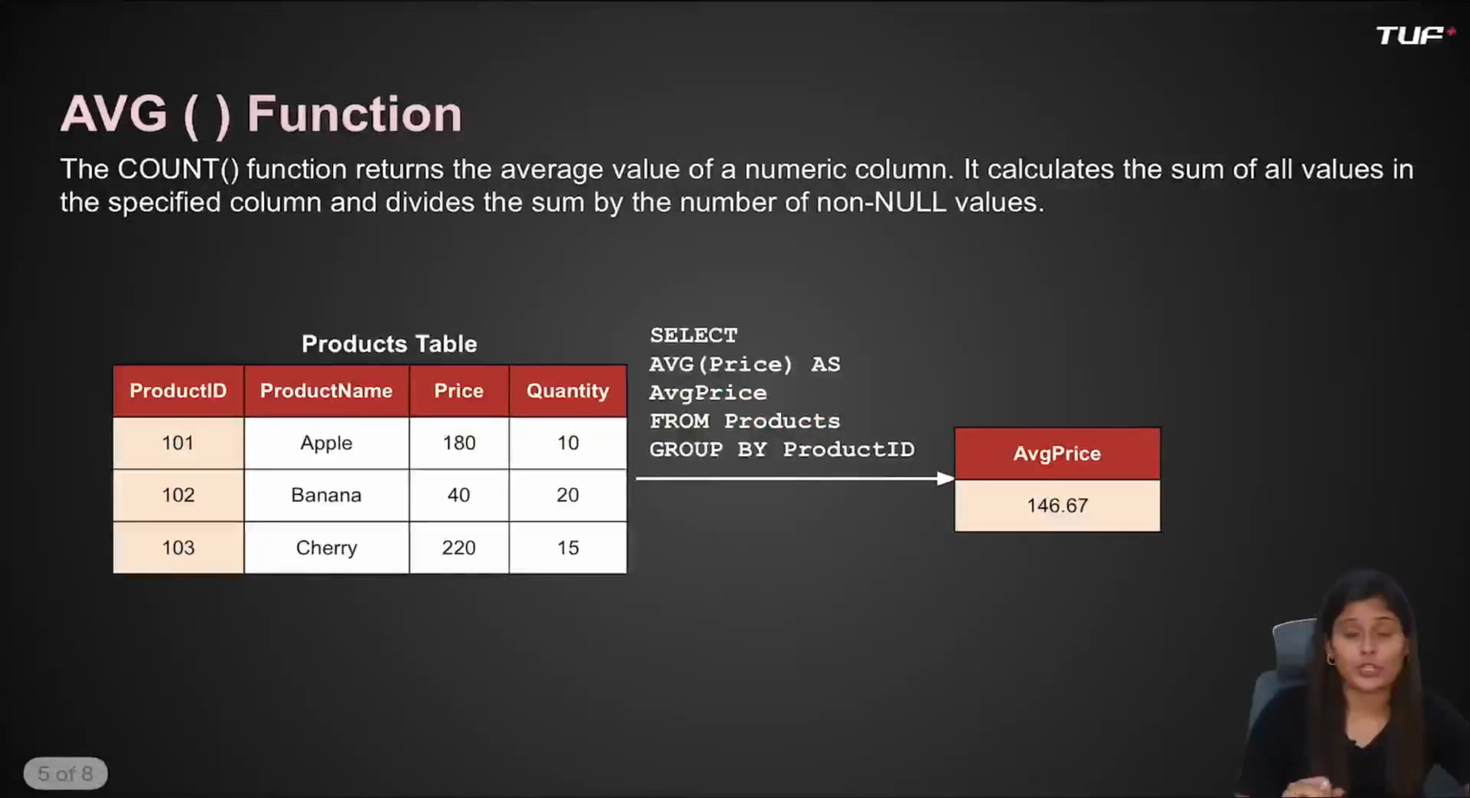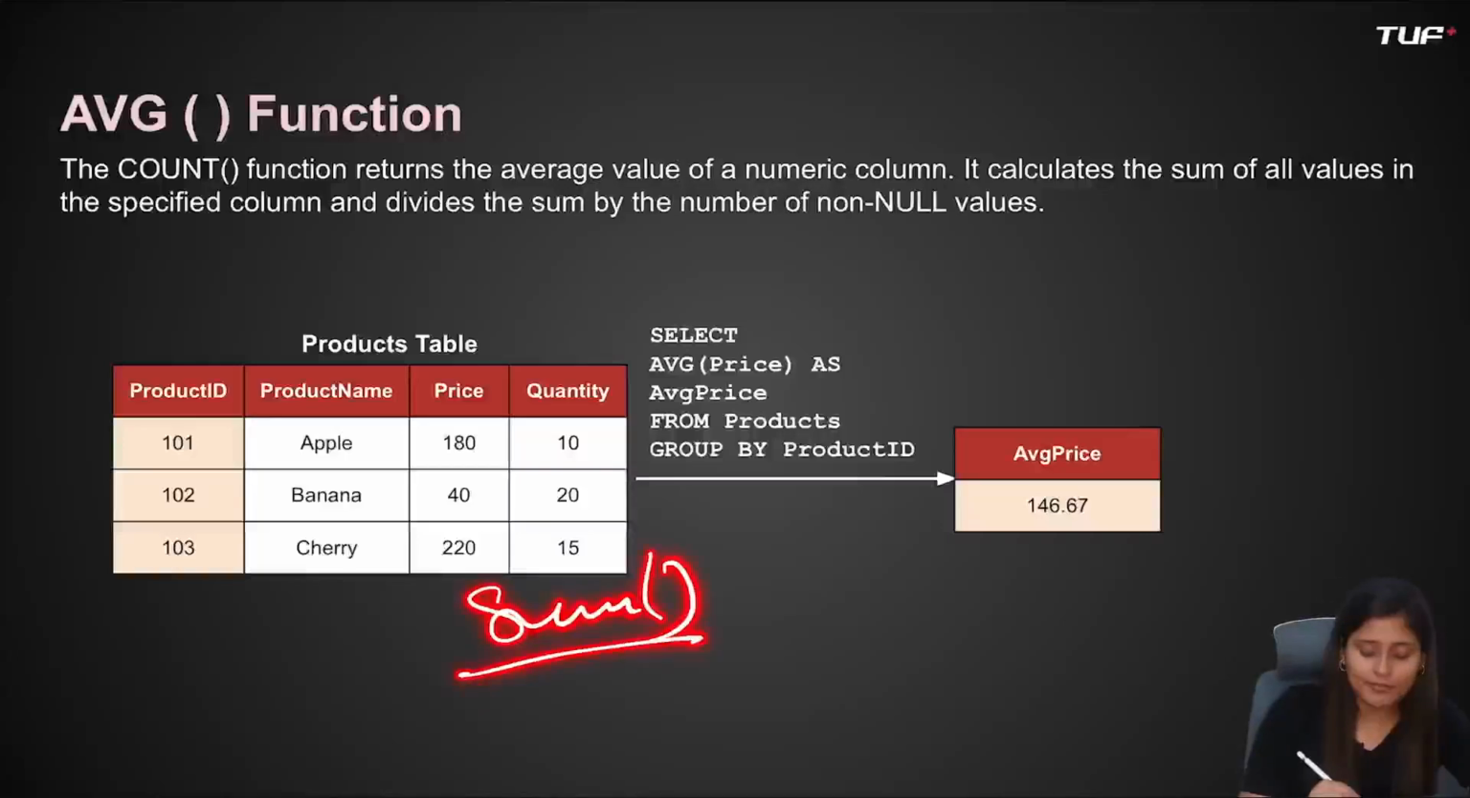Next is the average function. The average function is similar to summation, but instead of only the summation, we find the summation first and then divide by the number of rows.